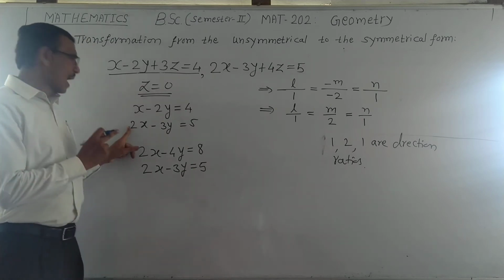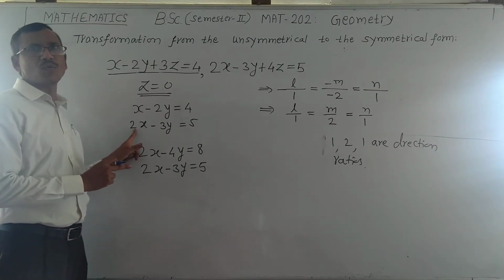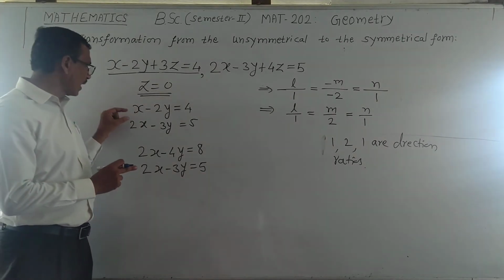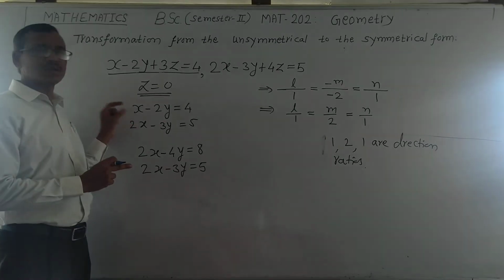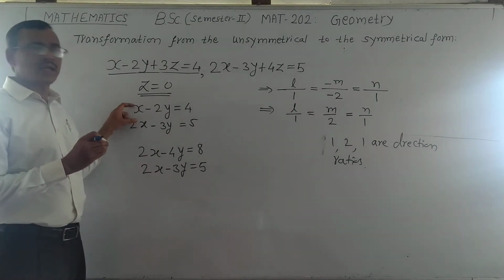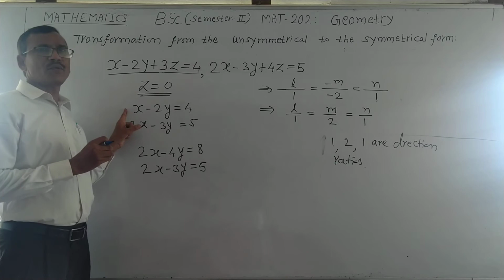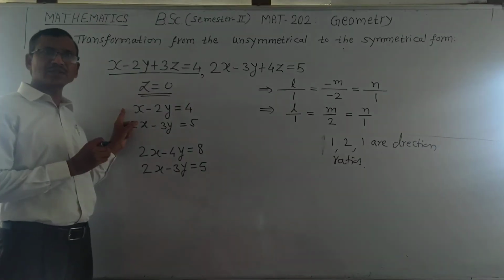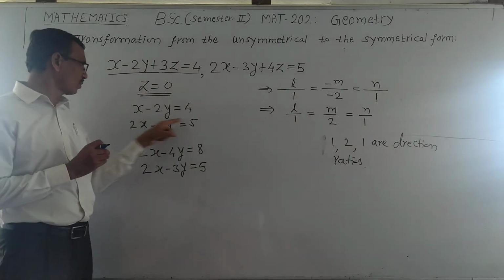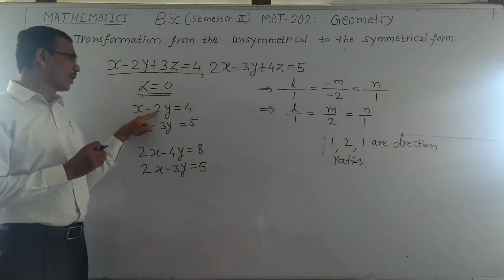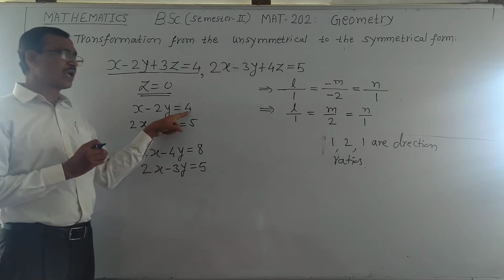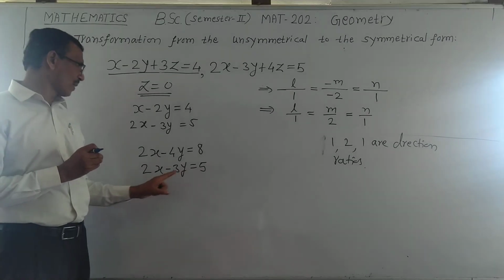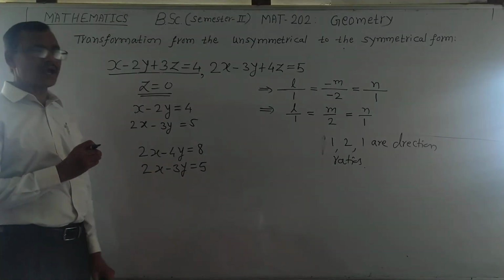Look here, as we want to eliminate x from these two equations, the coefficient of x must be the same. Here the coefficient of x is 2. We have to obtain the coefficient of x in the first equation also as 2. For that purpose multiply throughout by 2. It will become 2x, 2 into 2 minus 4y, and 2 into 4 it is 8. Take the second equation as it is, 2x minus 3y equals 5.